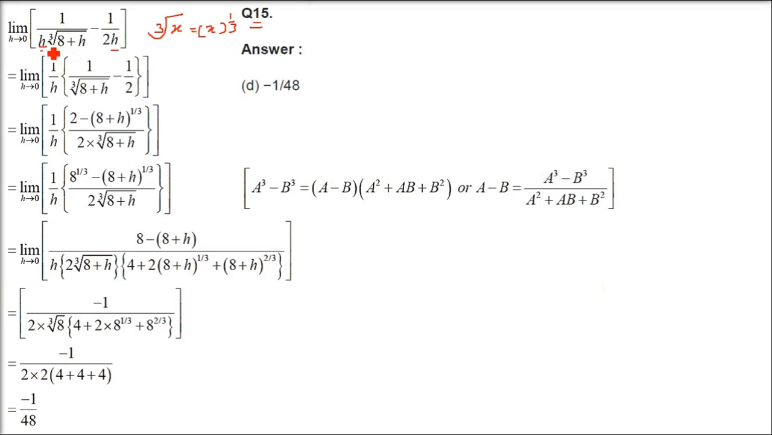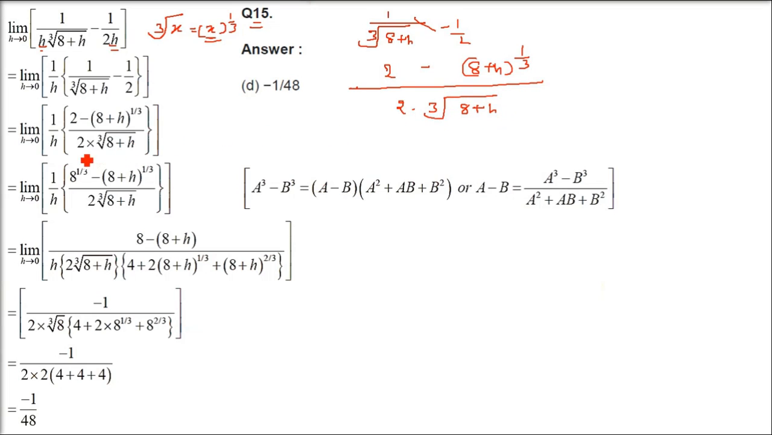So I am taking h outside, and whatever is remaining we are going to deal with. So 1 by third root of 8 plus h, and then we have minus 1 by 2. So we are taking LCM 2, and this third root of 8 plus h I am writing as 8 plus h to the power 1 by 3. And then divided by 2 third root of 8 plus h. Please remember h is already outside.